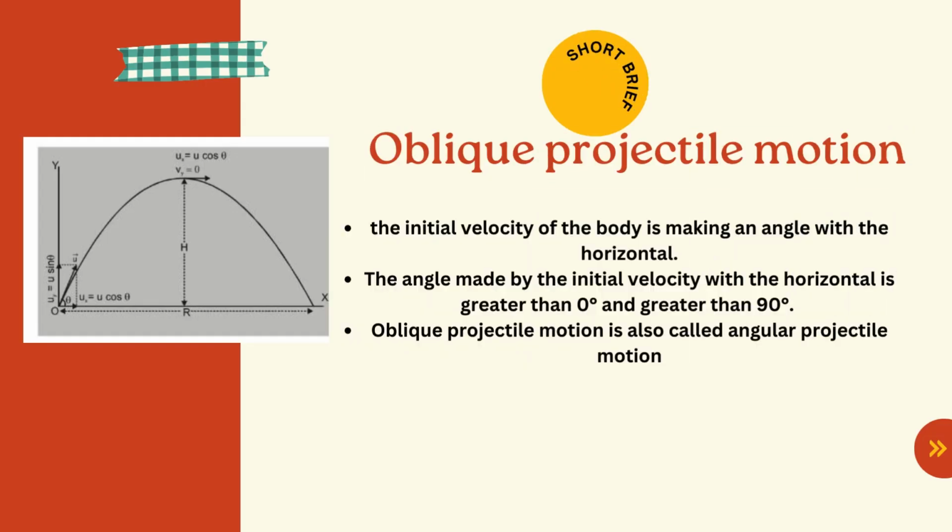Oblique projectile motion, also known as angular projectile motion. The initial velocity of the body makes an angle with the horizontal. The angle made by the initial velocity with the horizontal is greater than 0 degrees and less than 90 degrees.